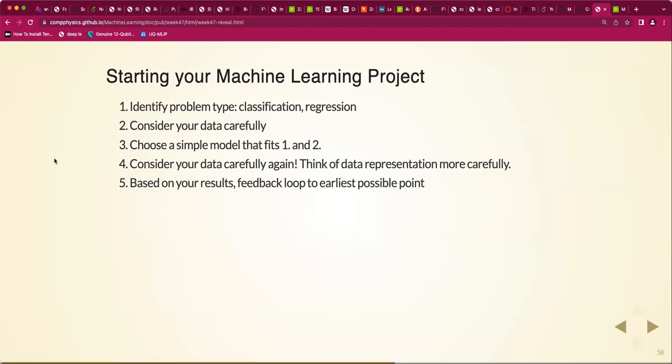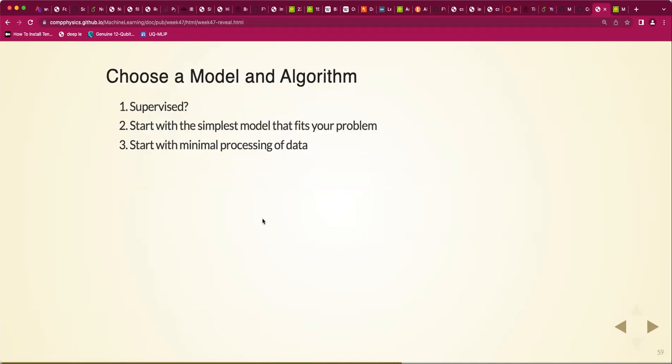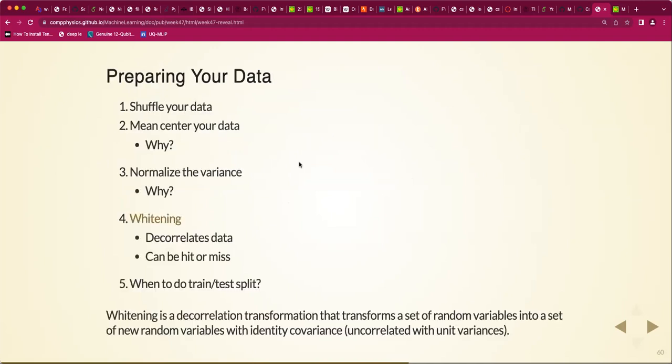In the beginning, you choose the simplest possible model. There is no reason to overcomplicate in the beginning. And then you consider your data carefully again, think of data representation more carefully, and based on your results, you have a feedback loop to the earliest possible point. Then you have to choose a model, supervised. This is what we have dealt with mainly. Again, start with the simplest model that fits your problem and start with a minimal processing of data. Then you can gradually increase with more and more data if you can.